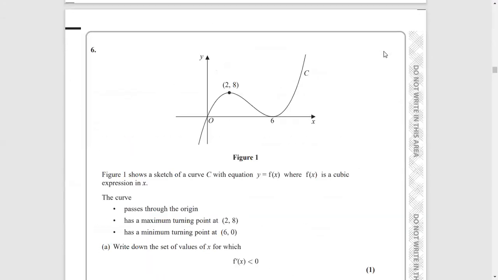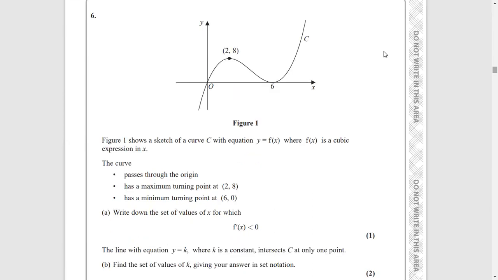We've got a curve here, figure 1 showing a sketch of the curve C with the equation y equals f of x. We have this local maximum point here at (2, 8). We've got this local minimum point here at (6, 0), and it passes through the origin, so it's got a root at x equals 0. We can tell that from the sketch of the graph.